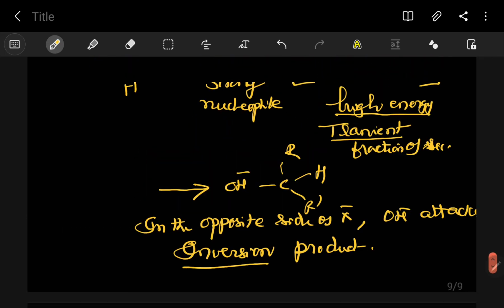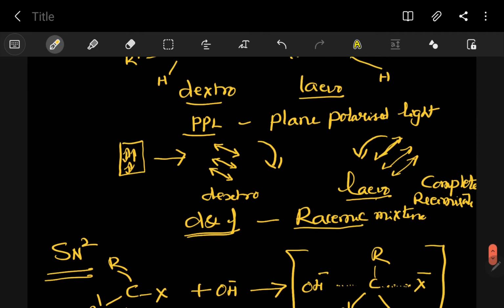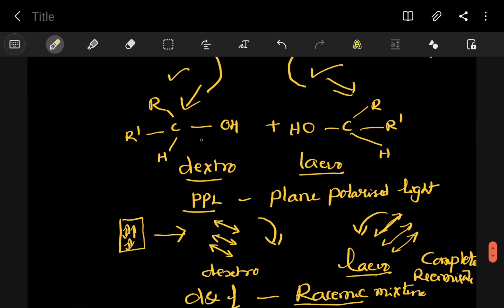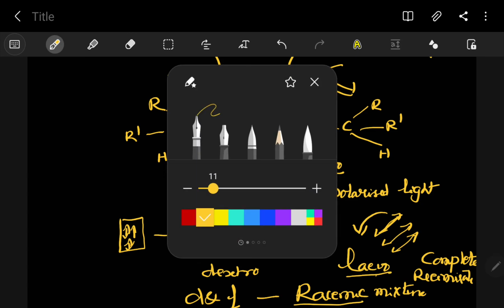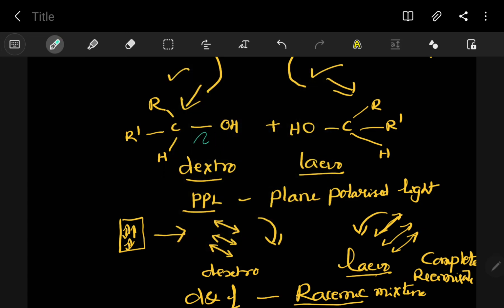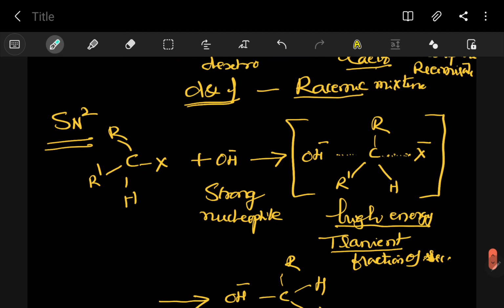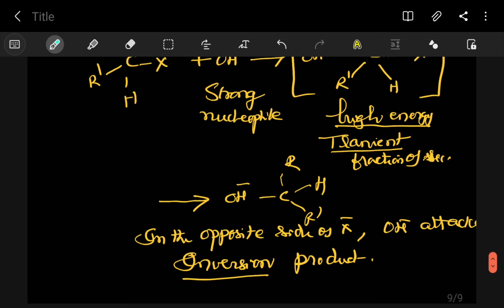But in case of SN1 reactions, we have both products. This is called retention, meaning on the same side, in the place of X minus we are having OH. On the opposite side, this is called inversion. So both retention and inversion products are obtained in SN1 reaction, whereas in SN2 reactions we get only the inversion product.